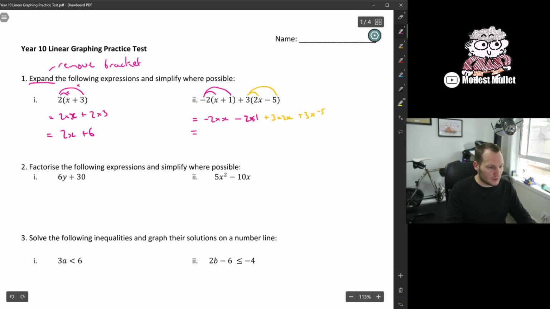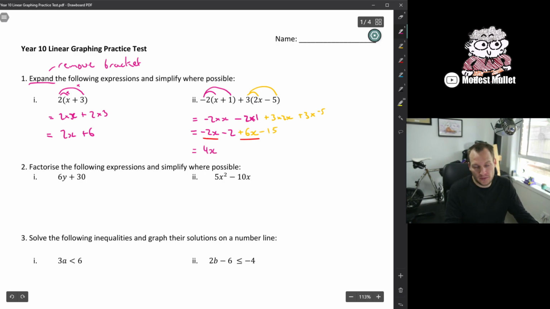And then we start simplifying. Negative 2 times x is negative 2x. Negative 2 times 1 is minus 2. We then get 3 times 2x, so we get plus 6x. And then plus 3 times negative 5, which is negative 15. Once we're at this stage, we actually have some like terms that we can collect. We have a negative 2x there and a 6x there. Negative 2 plus the 6 turns into 4x.